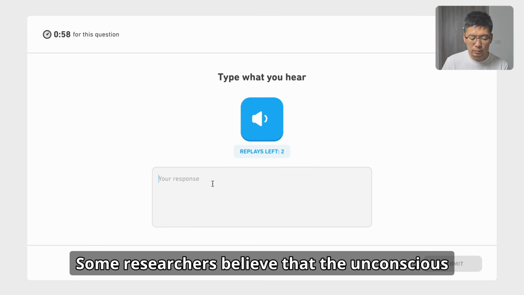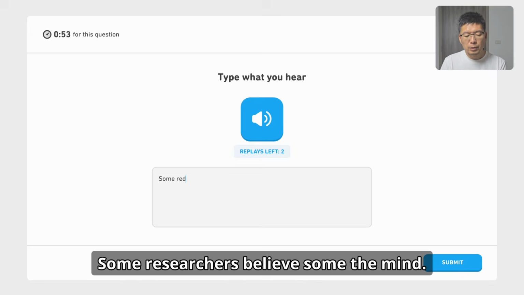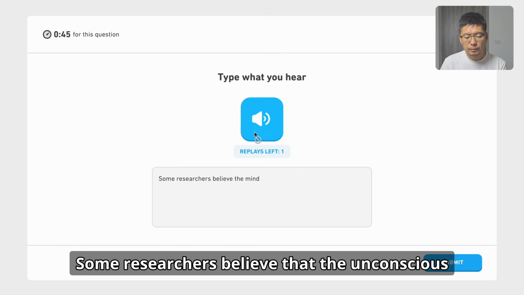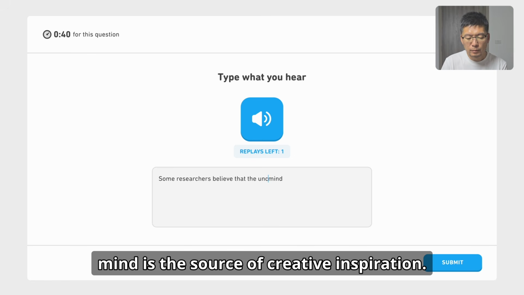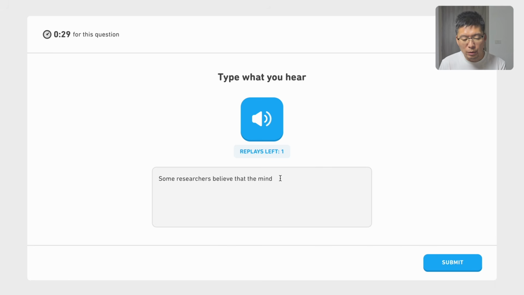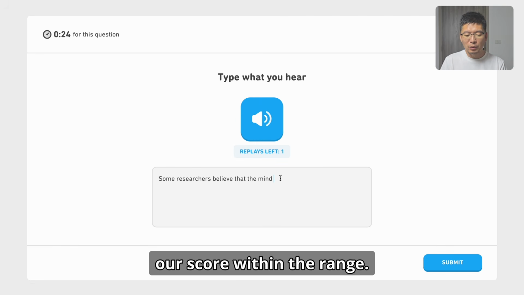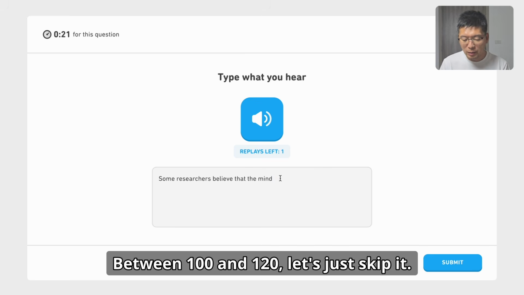Some researchers believe that the unconscious mind is the source of creative inspiration. Some researchers believe the mind. Some researchers believe that the unconscious mind is the source of creative inspiration. Okay, so unconscious mind is the source of creative inspiration, right? So there are so many difficult words here. Okay, to keep our score within the range between 100 and 120, let's just skip it.